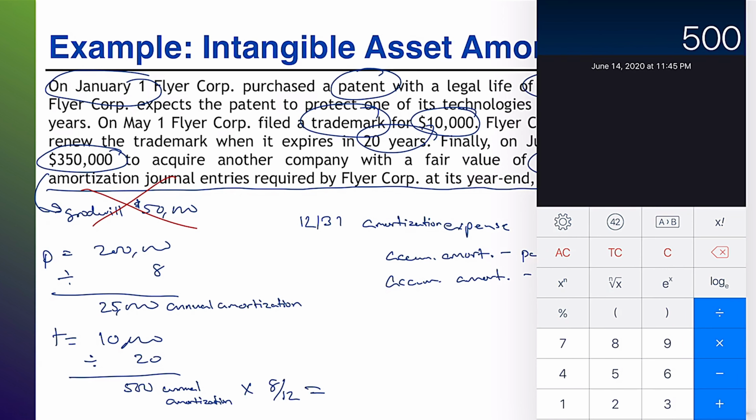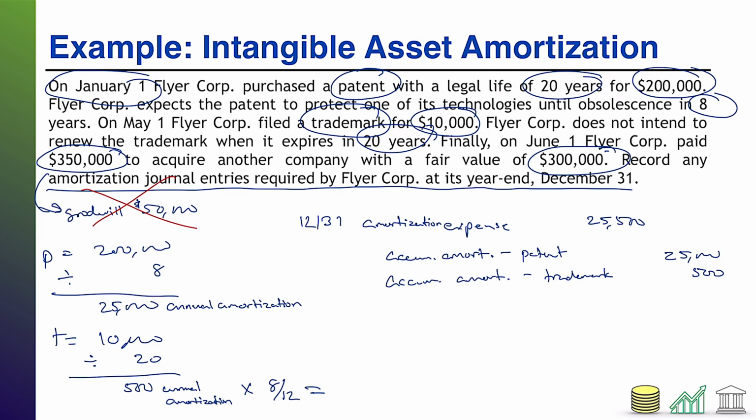All right, so I've got my 500 per year times 8 out of 12 months. That gives me $333. I'm just going to round it. No decimal needed. And therefore, in my journal entry over here, I just have to adjust. And instead of 25,500, there's only 333 getting amortized to the trademark for a total of 25,333 as an amortization expense. And that is the journal entry for our amortization for the current year.